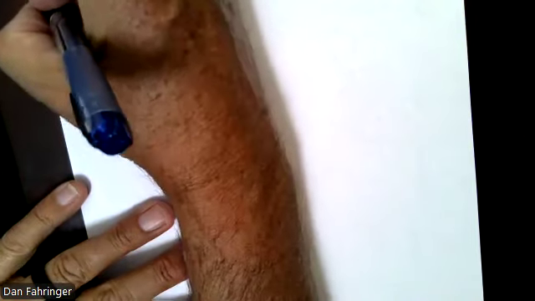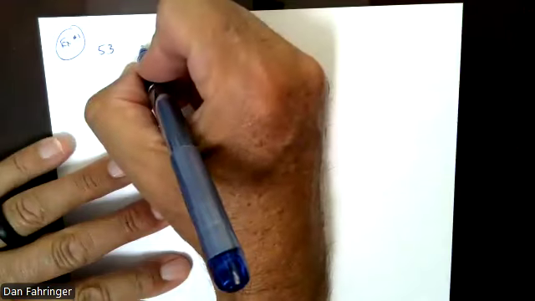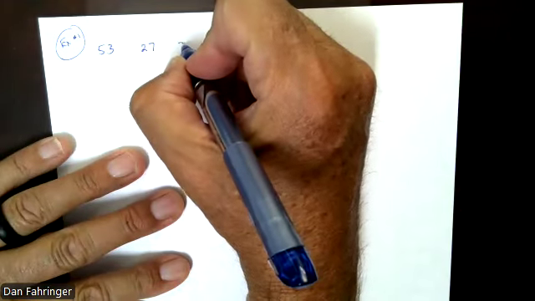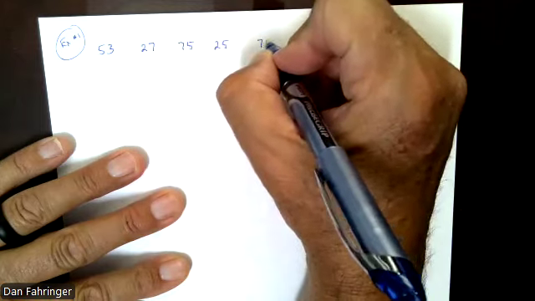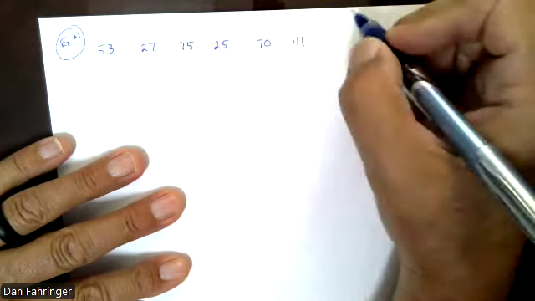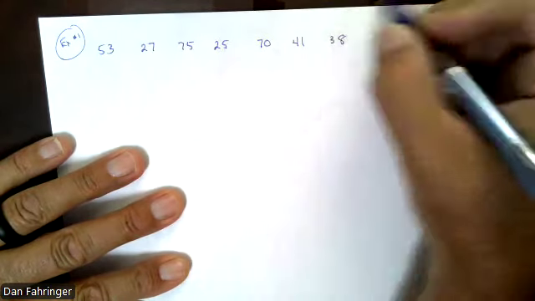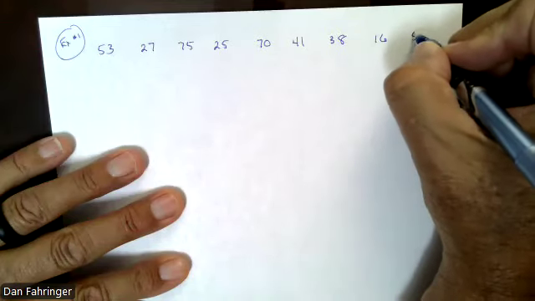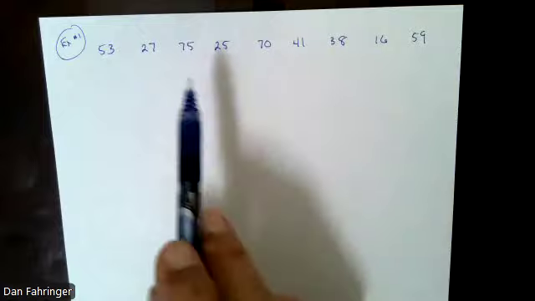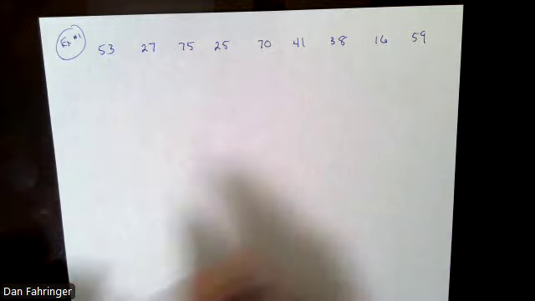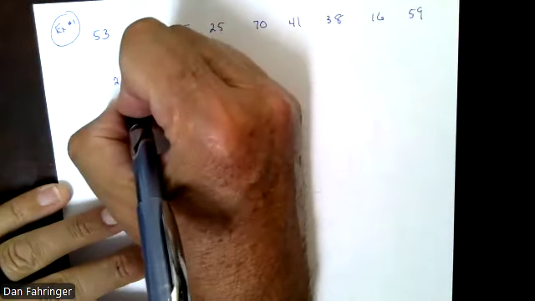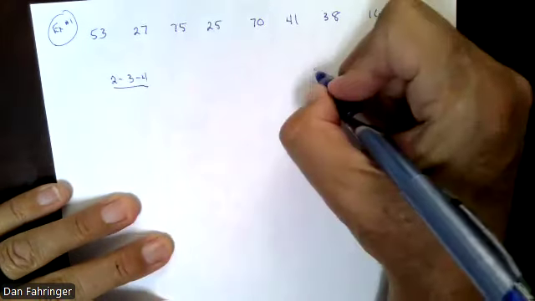Numbers are example one. The numbers are, here we go, 53, 27, 75, 25, 70, 41, 38, 16, and 59. Of course, this is much easier on taking 3x5 cards and sticking them on a whiteboard and having a red and black marker. Here will be my red black tree.